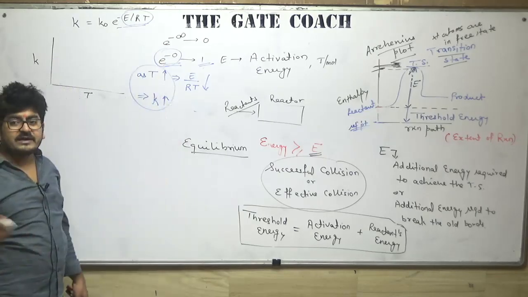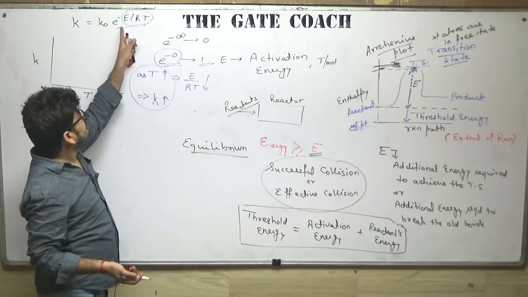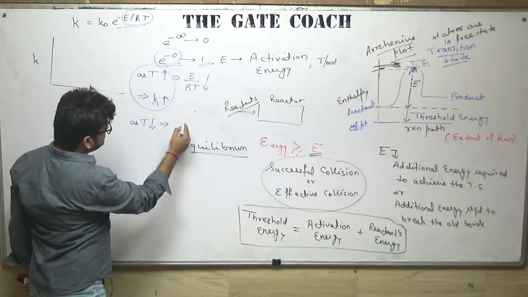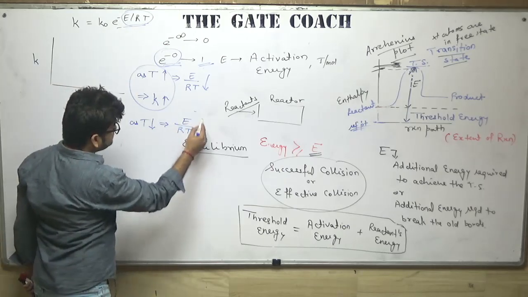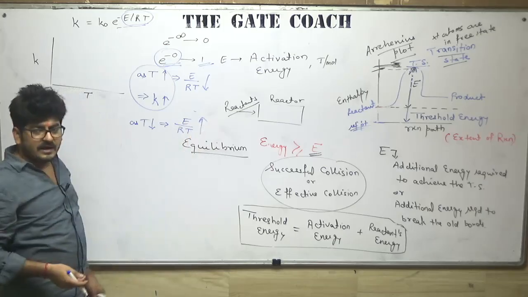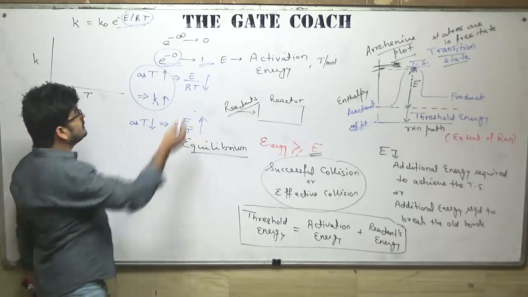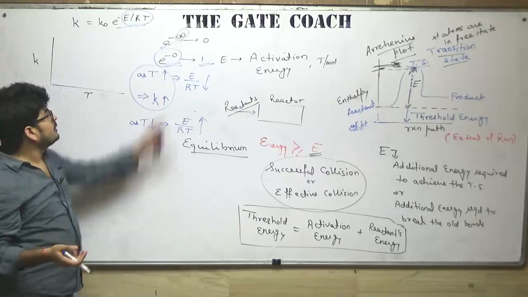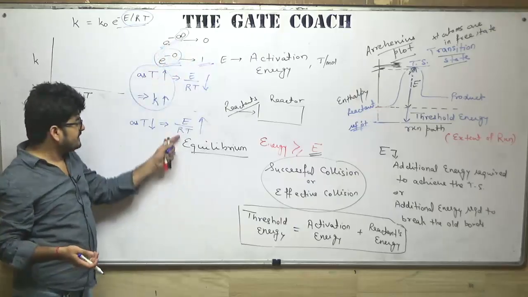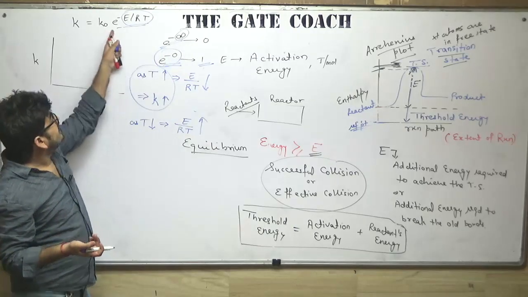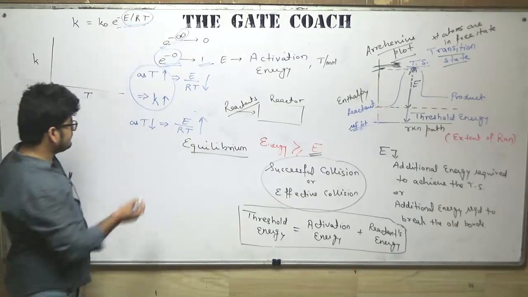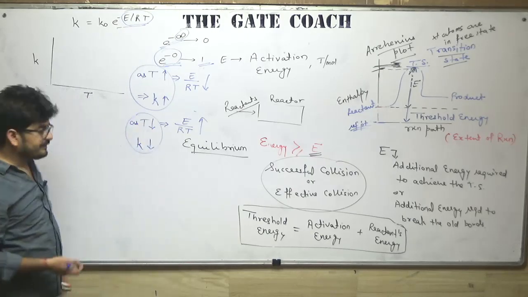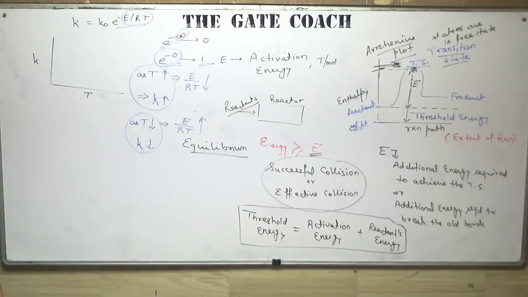Similarly, if you decrease the temperature, then this ratio E by RT increases. And if this ratio increases, you can see e to the power minus infinity means 0. The value of this function tends to 0. So if this ratio is increasing, the value of this function will decrease, means rate constant K will decrease exponentially. It will increase and decrease exponentially.